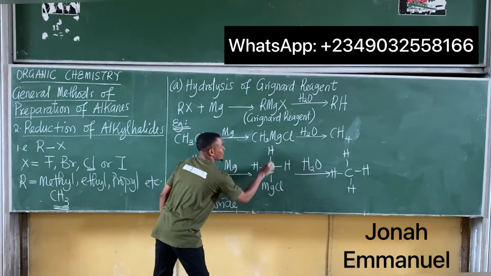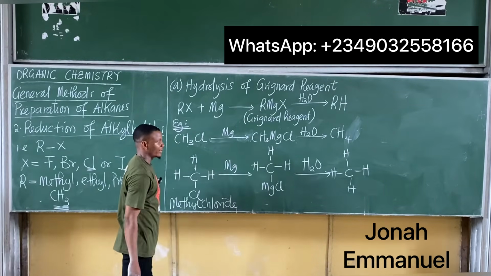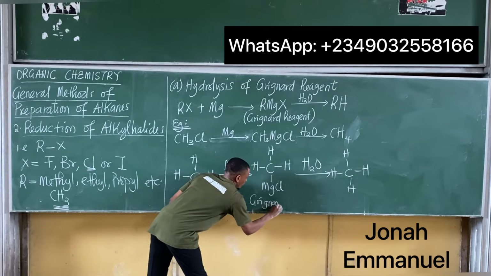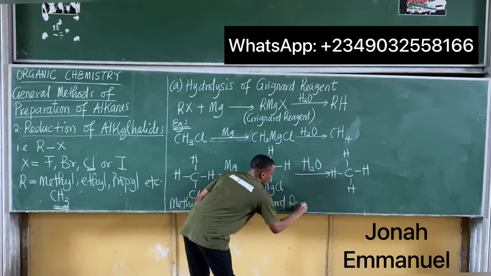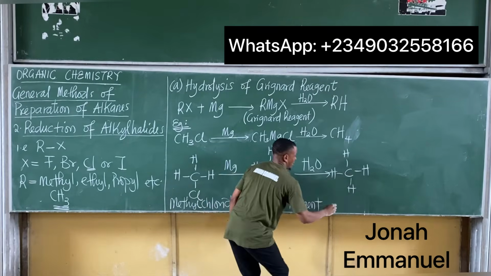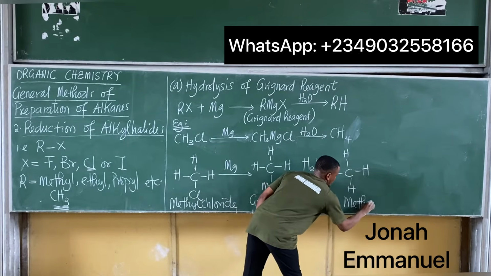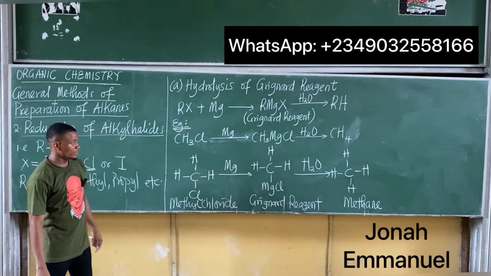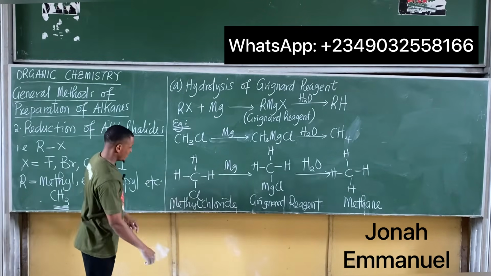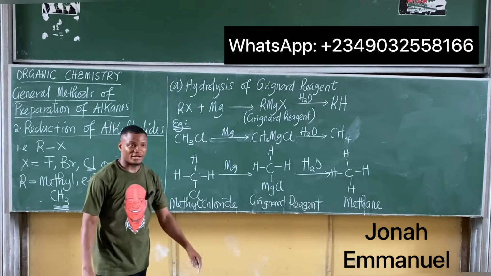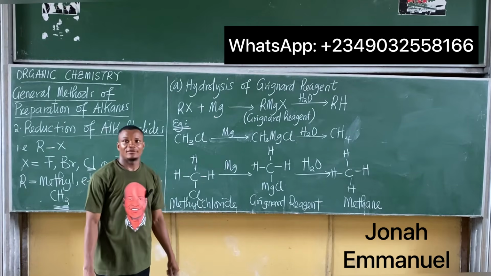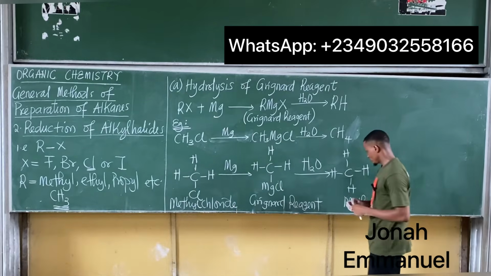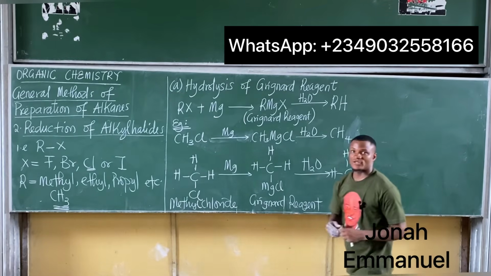Next up, this one here we said is called Grignard reagent, to give you what here? This is methane. So this is how this works, right? Methyl magnesium chloride, Grignard reagent, methane. So you have this case. All right, let's proceed, please.